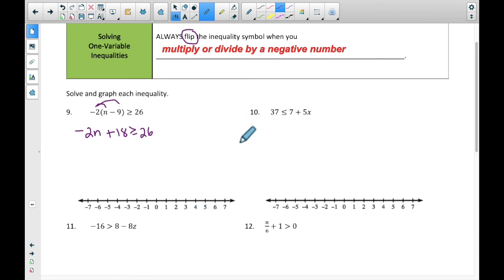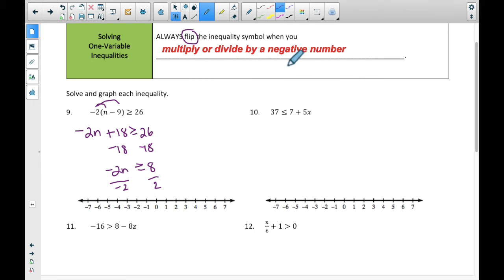All right, I'm going to solve this for n. I'm going to subtract my 18 from both sides, just like I would if it was an equals. It's just a little bit different, but it's really the same thing for most of it. When I subtract that on my calculator, I get an 8. I divide by negative 2. Now here's where our rule comes in. I just said if we divide by a negative, you have to flip it to point it the other way.